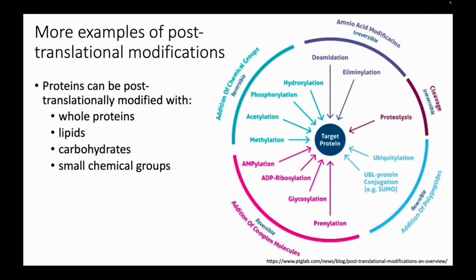Outside of those small chemical changes, we can also take a protein and post-translationally modify it with a whole protein. So one example is ubiquitin, the name of a whole protein. We can take that whole ubiquitin and covalently attach it to the protein we're interested in. The cell does this all the time. A prenyl group is a type of lipid. We can take a lipid and covalently attach that to the protein. We can take a glycosylation, which is a carbohydrate, and covalently attach that to the protein. And then, of course, our small chemical groups. So we're going to step through a couple examples of each of these.